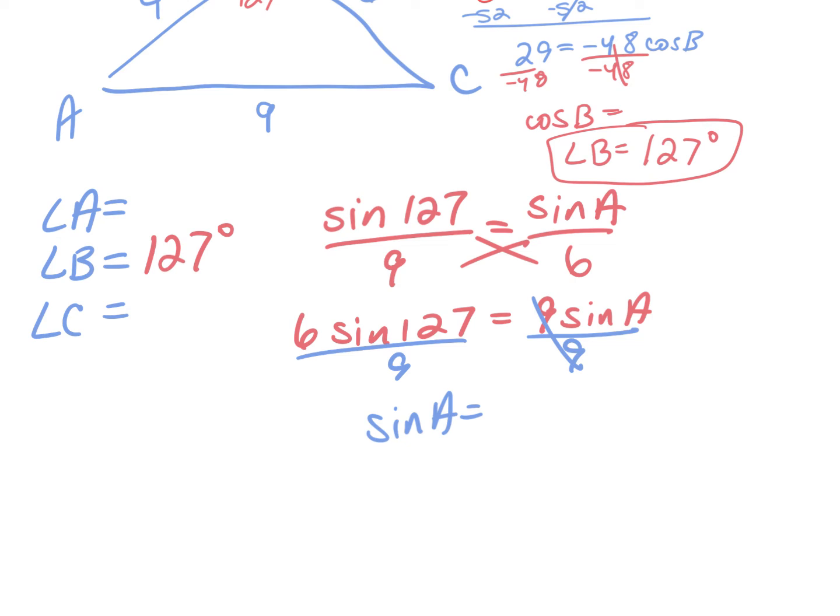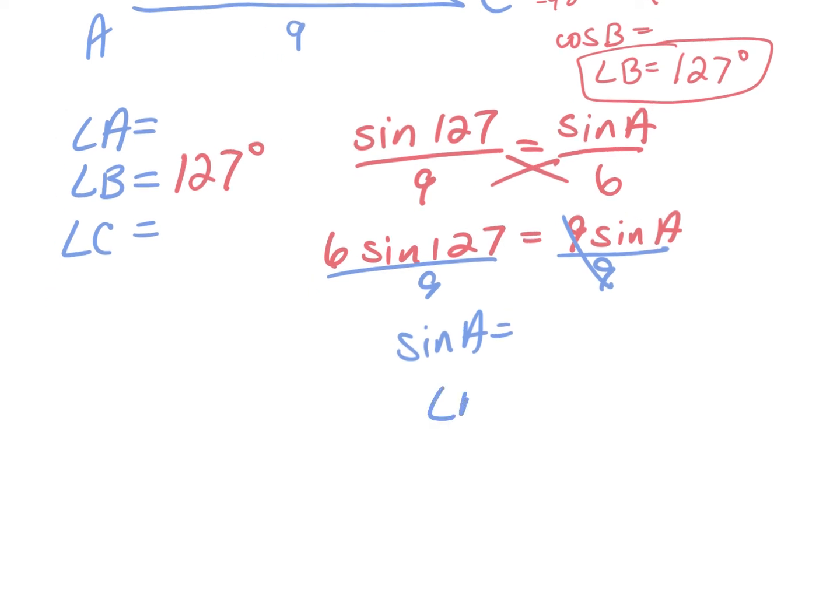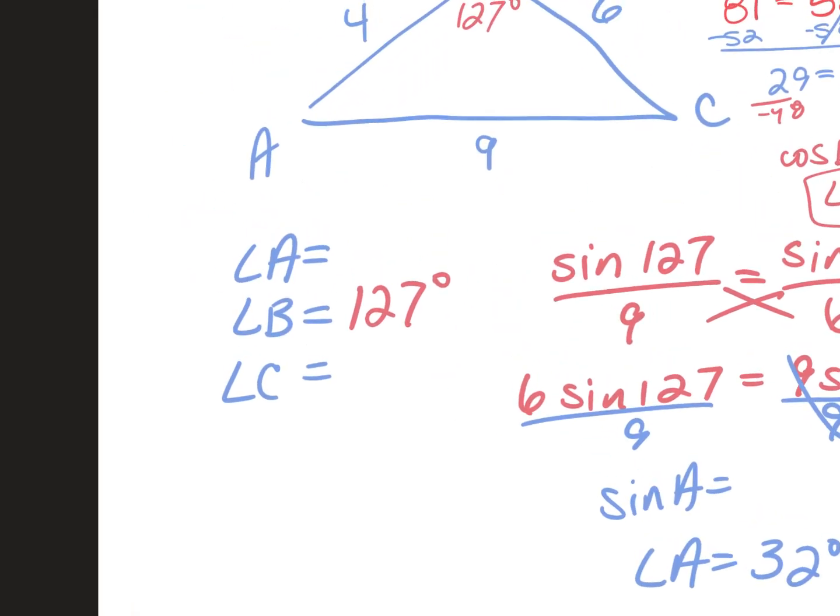I got 0.5324236, right? That's not what I want. I want this angle measure. So second sine, second answer. And I get 32.16. So angle A is about 32 degrees. How do we figure out the last angle? I'm going to add 32 plus 127 and get 159, and then say 180 minus 159, and I get how much? 21 degrees. Good.